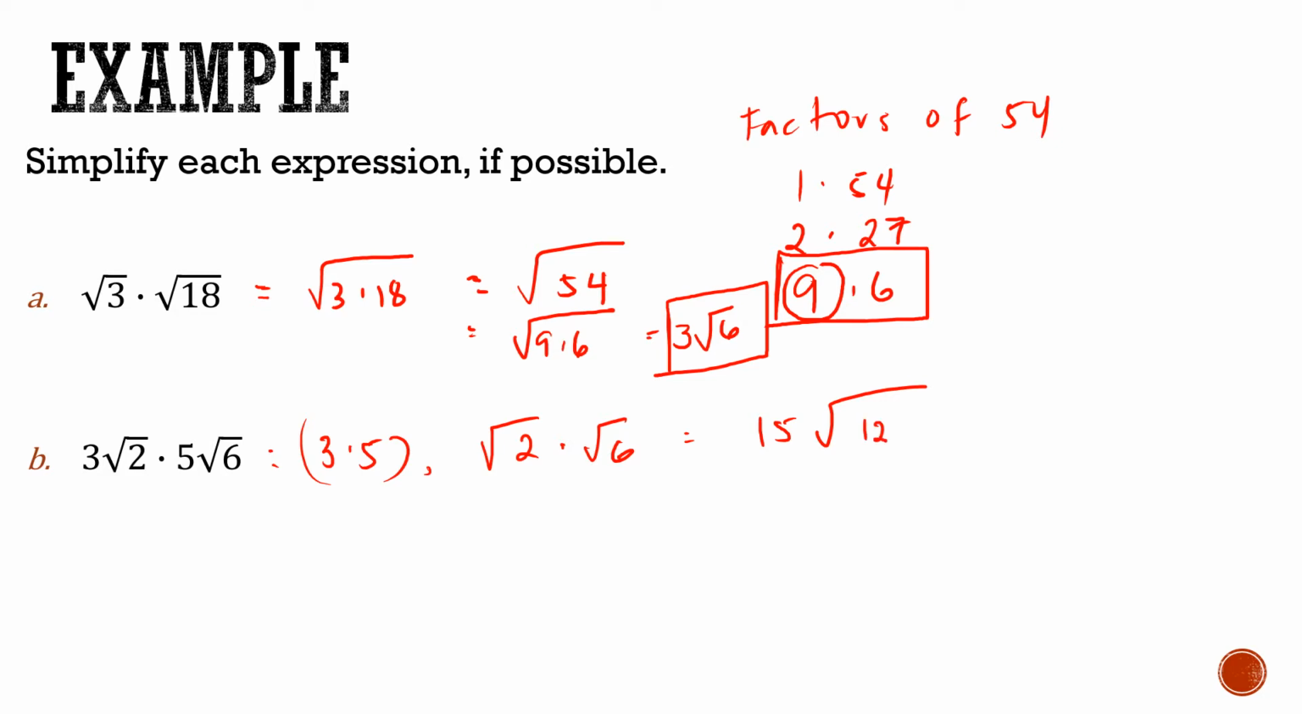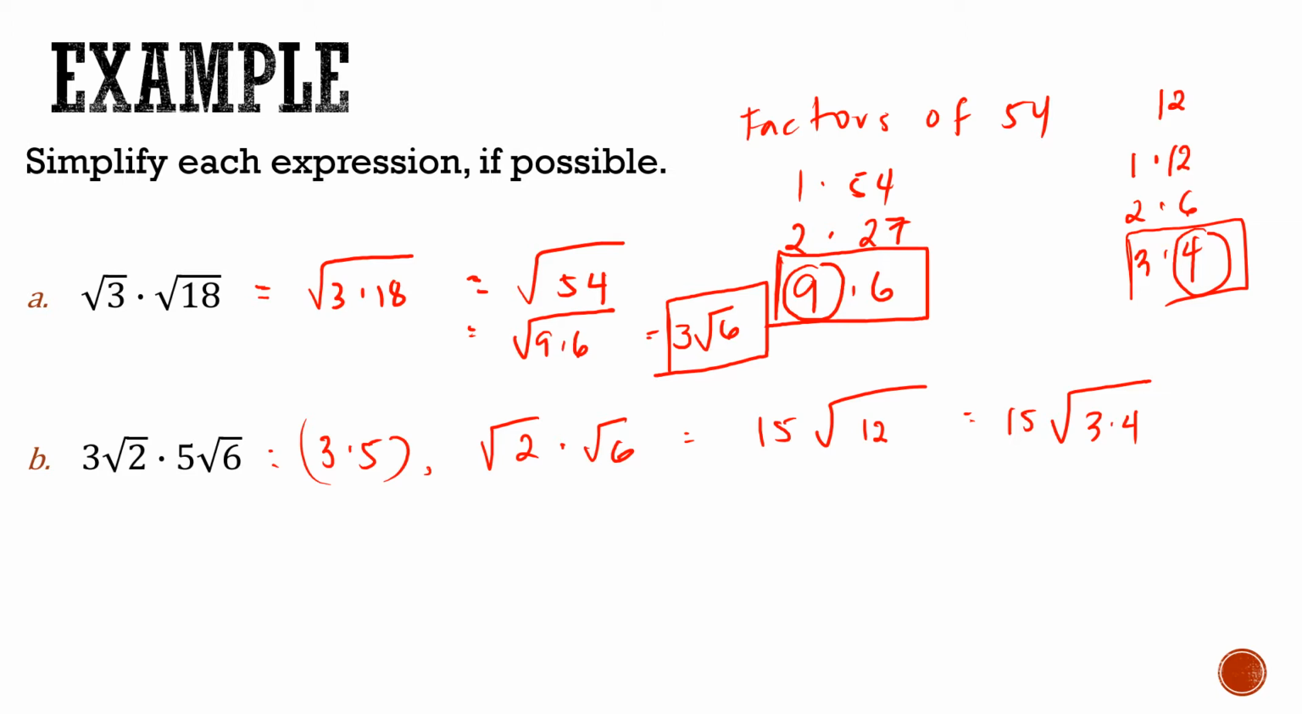However, we first need to find the factors of 12. The factors of 12 are 1 times 12, 2 times 6, and 3 times 4. Let's identify which of these factors are perfect squares. The perfect square is 4, so we will be using 3 and 4. So this becomes 15 square root of 3 times 4.